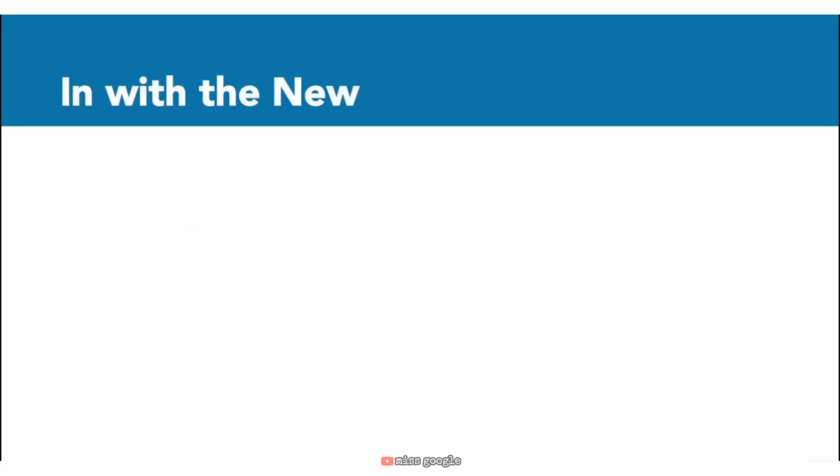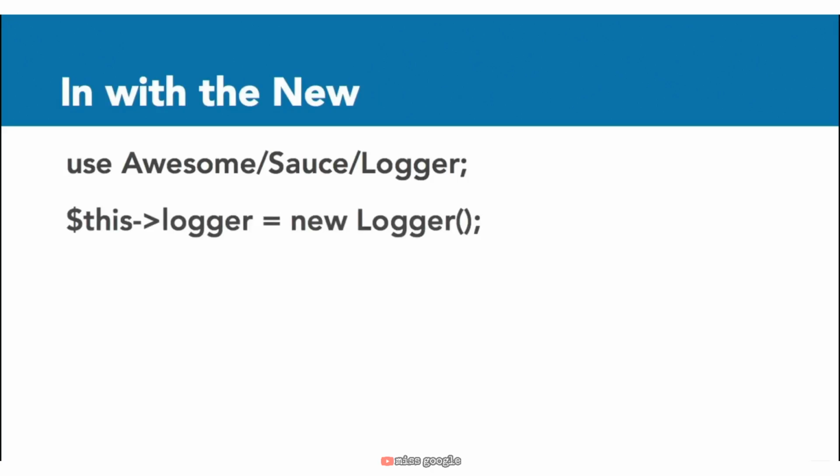All you have to do with autoloading is say, I want to use this class at this namespace path, and boom, you get to use that class right away. So let's learn how to use PHP namespaces in the next video.